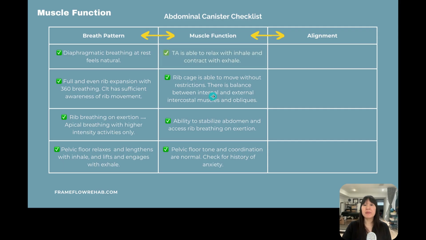Next, we're looking at rib cage movement. Thinking of the muscles that are responsible for rib mobility, or rib movement, I should say, the intercostal muscles and the obliques play a huge role. So we want to make sure that they're supporting this 360 breath pattern as much as possible.